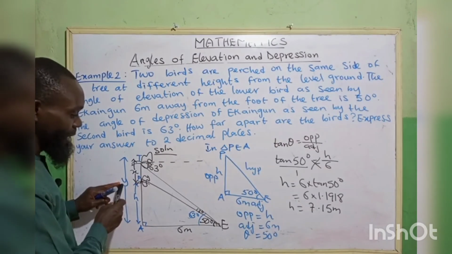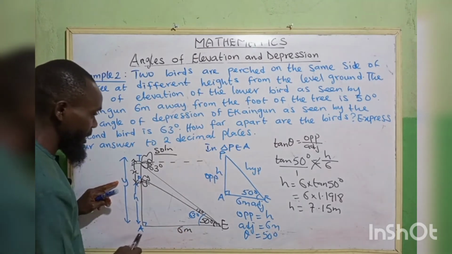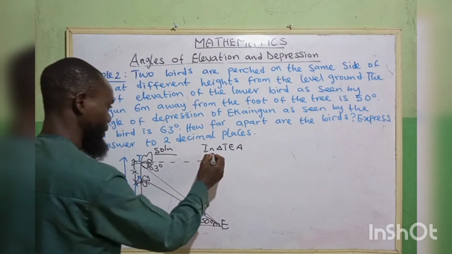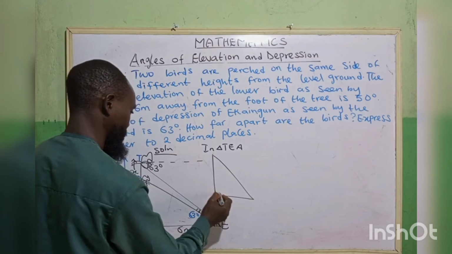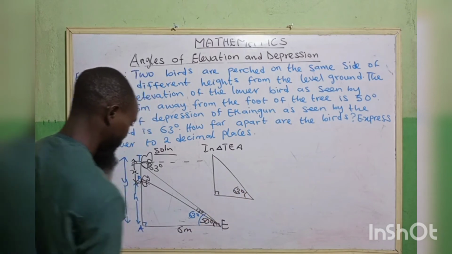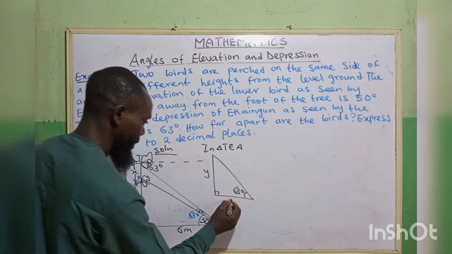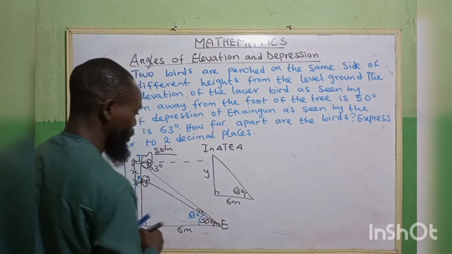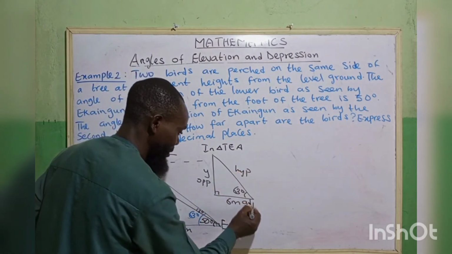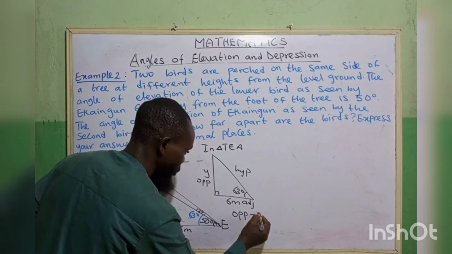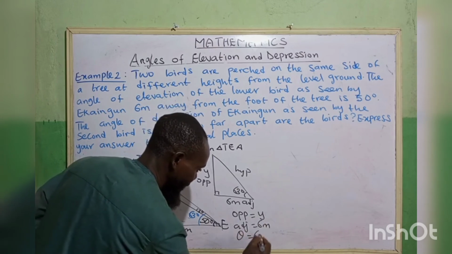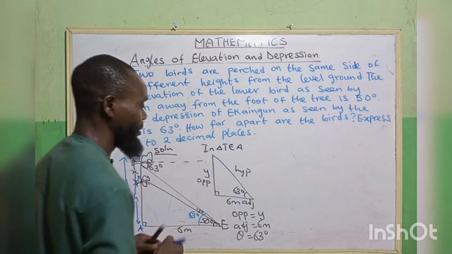The next thing to get is my y. I will now consider the triangle TEA. In triangle TEA, taking the triangle out, the whole angle is 63 degrees. So I have this with my y and 6 meters. Here, we are going to have our opposite, hypotenuse, and my adjacent. So opposite equals y, adjacent equals 6 meters. My angle theta now is 63 degrees.